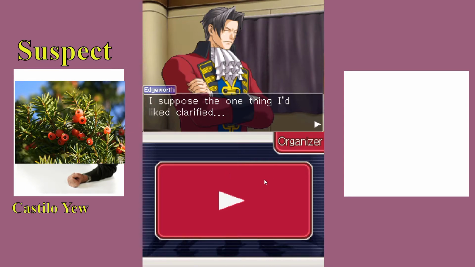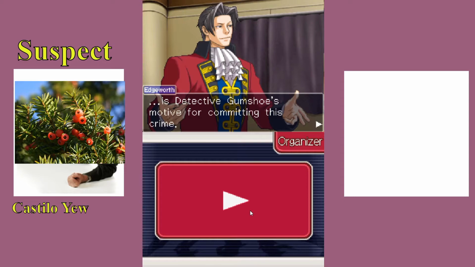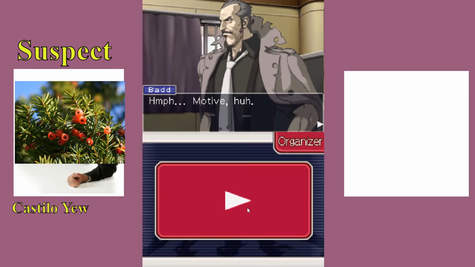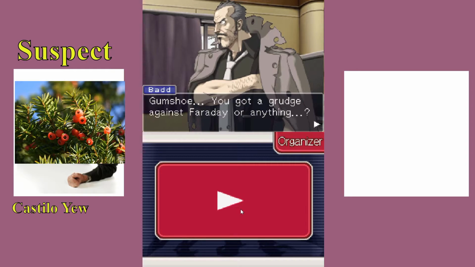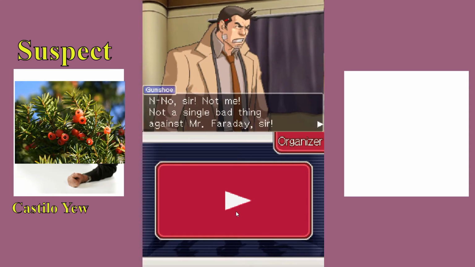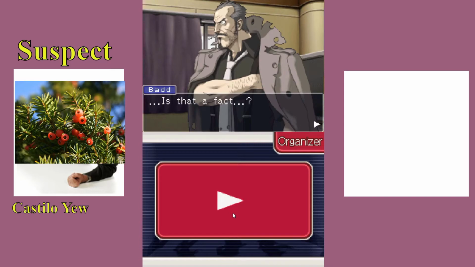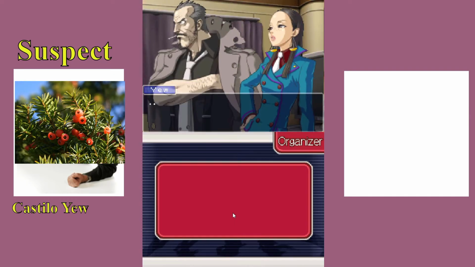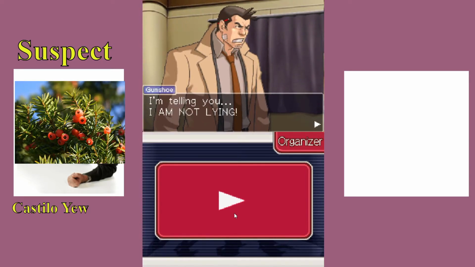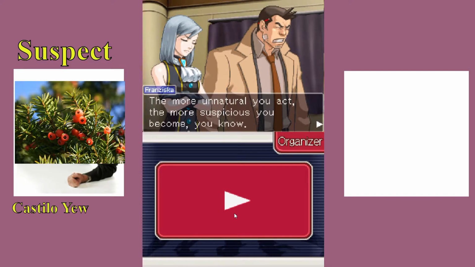I suppose the one thing I would like clarified is Detective Gumshoe's motive for committing this murder. Motive, huh? Gumshoe, you had a grudge against Faraday or anything? No, sir. Not me. Not a single bad thing against Mr. Faraday, sir. Is that a fact? You really have a problem with lying, don't you, Detective Gumshoe? I'm telling you, I am not lying. The more unnatural you act, the more suspicious you become, you know.